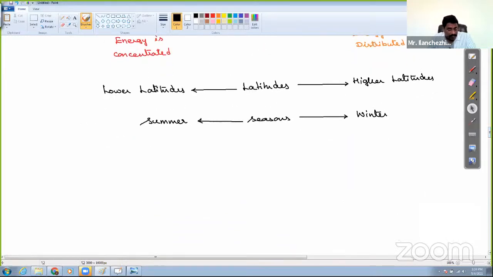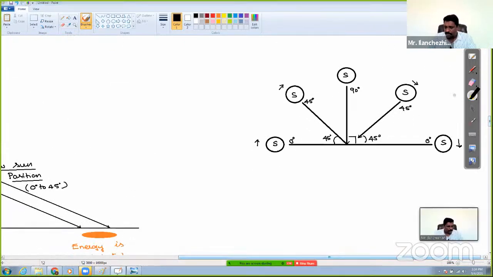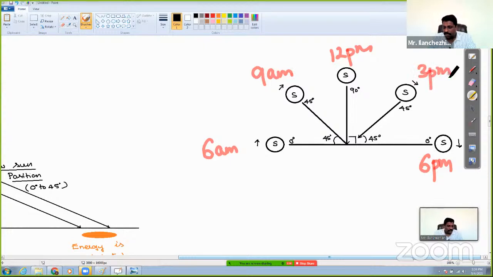So latitudes we have discussed, seasons we have discussed. My dear friends, let me talk about the same day, my friend. Sunrise, the sun is rising. Just now we talked about the angle of sun's rays. Normally, assume that I'm talking about an equinox day. Sunrise will happen at 6 a.m., sunset at 6 p.m., and noon at 12 p.m. Exactly between noon and sunrise is 9 a.m., and 3 p.m. in the evening. At 9 a.m. the sun will make an angle of 45 degrees, and at 3 p.m. again 45 degrees.